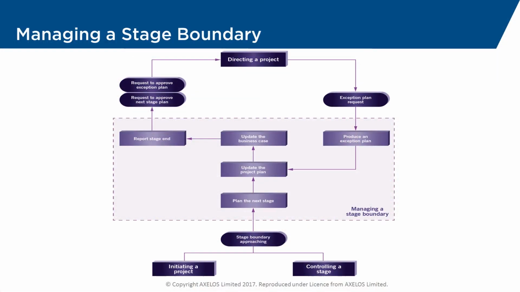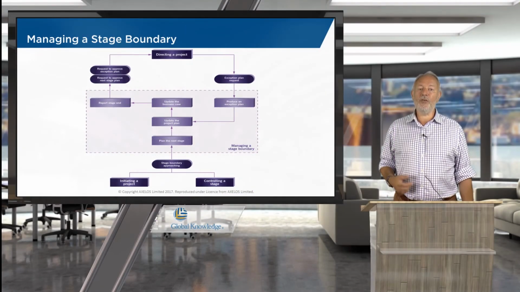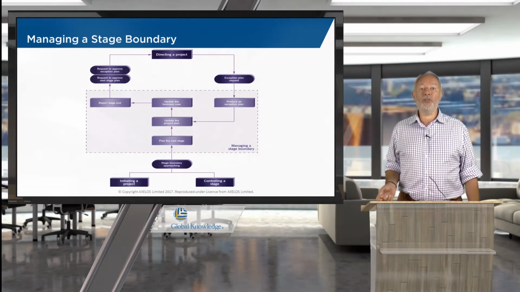Once this has all been done, we will need to produce a report for the project board. Clearly, we could give them all the information, but much better that it's put into a report. And this report, the end stage report, constructed by you, the project manager, will be sent forward with the next stage plan to the project board in directing a project for them to make a decision as to whether they want to continue the project, and if they do, then they sign off that next stage plan. So that's the normal circumstances as we approach the end of a stage.